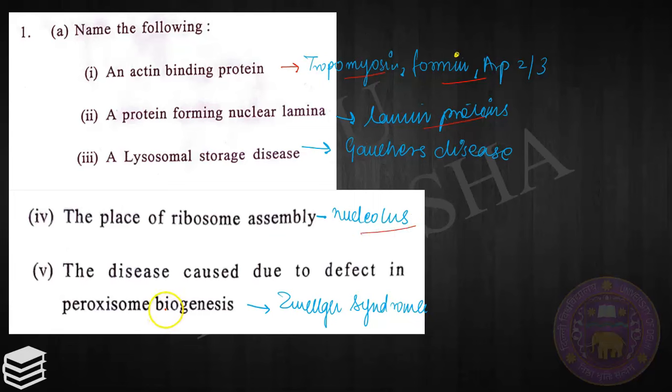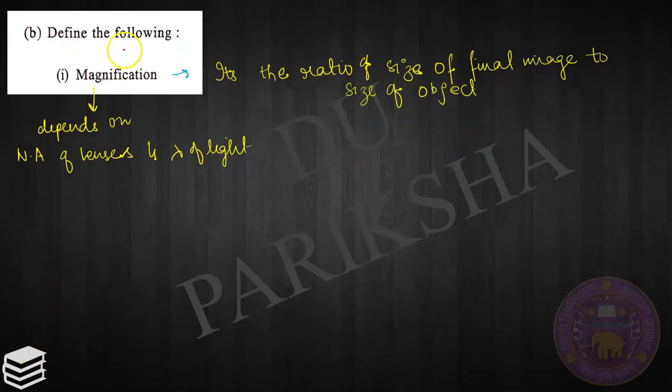And the last one, we have the disease that is caused due to defect in peroxisome biogenesis, that is Zellweger syndrome, which is a rare disorder that is characterized by the reduction or absence of functional peroxisomes in the cells of an individual. Let's look at the second part of the first question. We have to define the following terms. Here, first one is magnification.